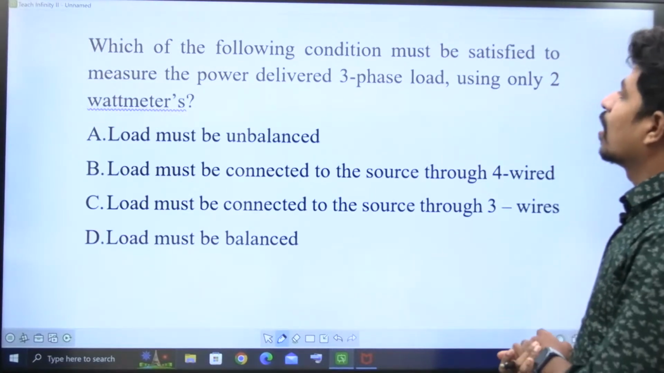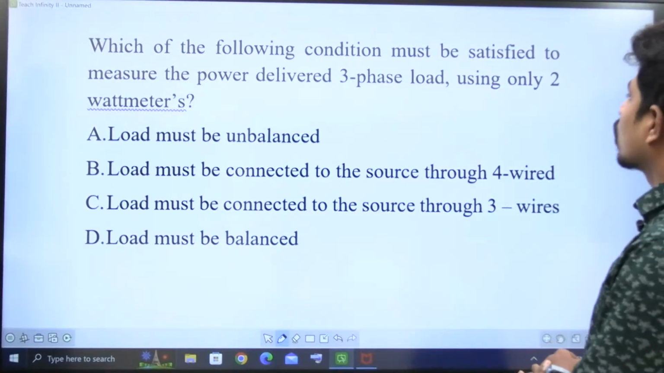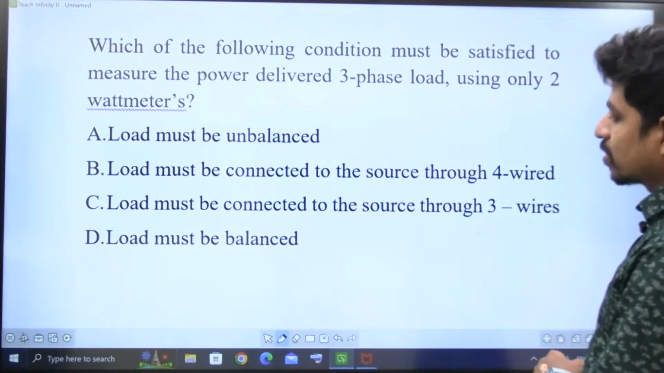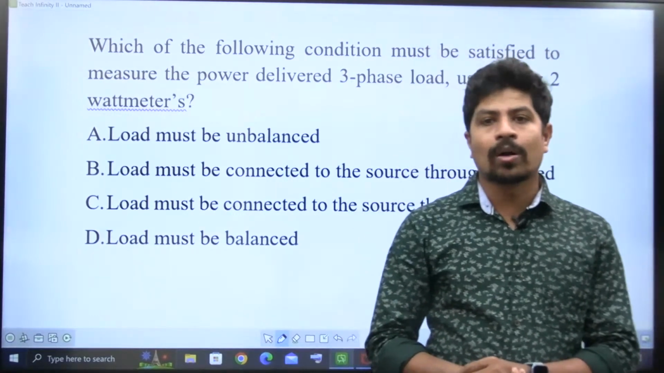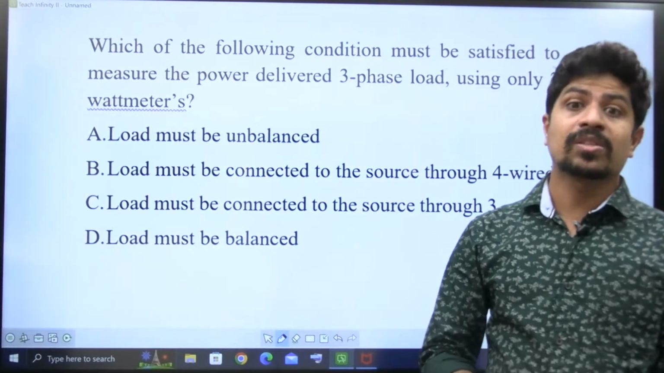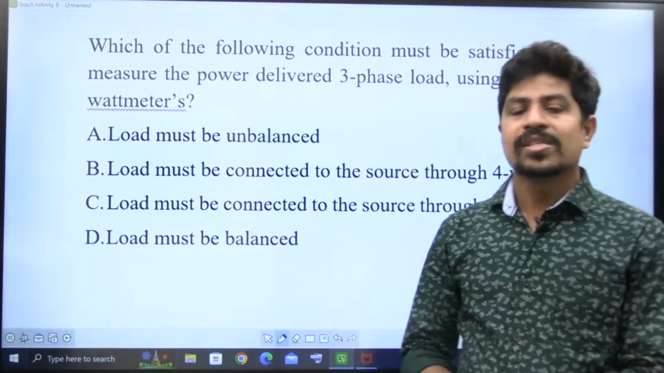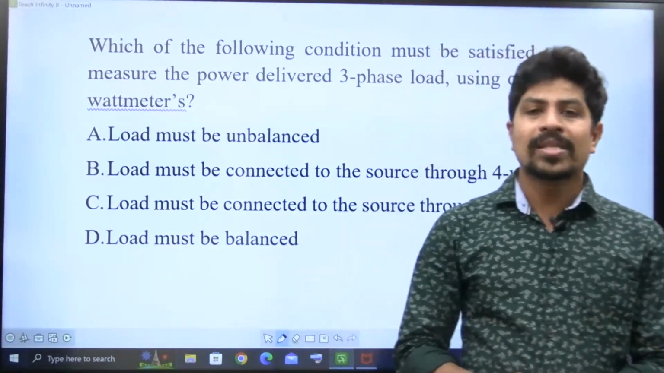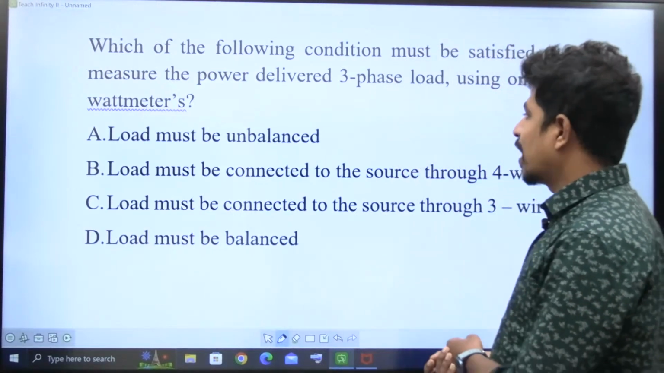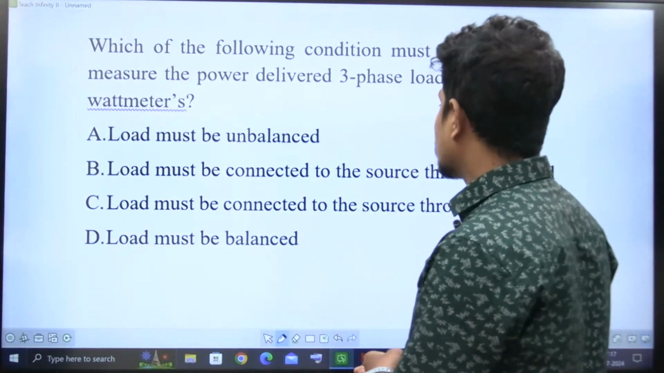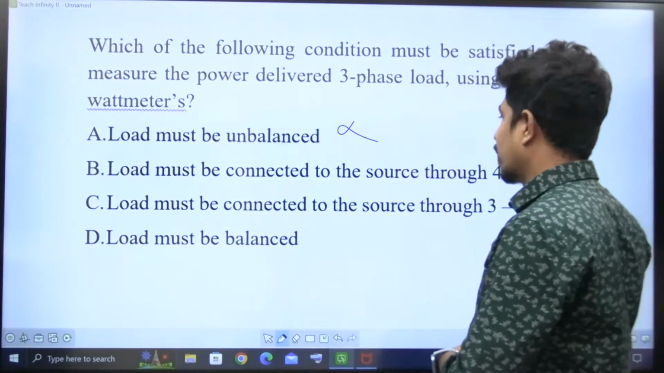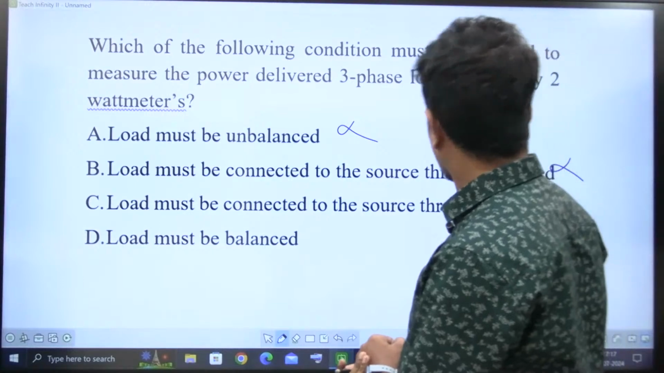Next question, please. Direct questions, those are. Which of the following conditions must be satisfied to measure the power delivered to a three-phase load using only 2 wattmeters? See, if you are using the 2 wattmeter method, the load may be balanced or unbalanced, but there must be 3 wires. The 2 wattmeter method is going to measure this three-phase power. Load must be unbalanced? No, not required. Load must be connected to the source through 4 wires? No, this is not correct. Load must be connected to the source through 3 wires.